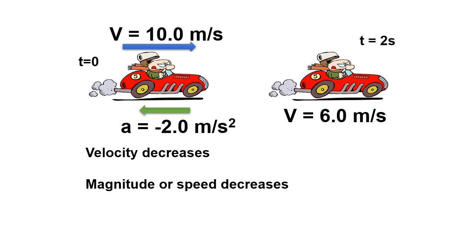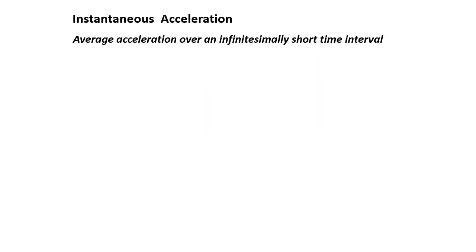Now we talk about instantaneous acceleration. What is instantaneous acceleration? We were talking about average acceleration before. Instantaneous acceleration is the average acceleration over an infinitesimally short interval of time. If you calculate average acceleration over a very short duration of time, it is basically instantaneous. Or in other words, it is the acceleration at an instant or at a point of time.